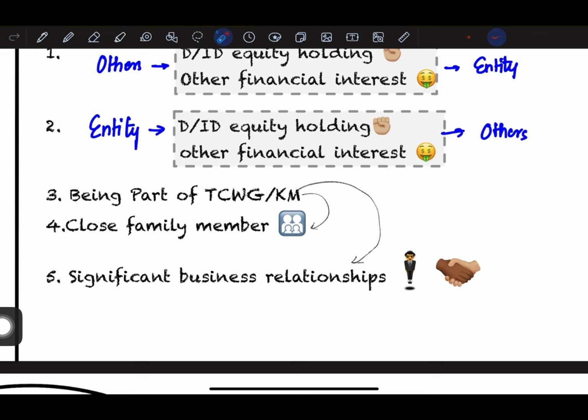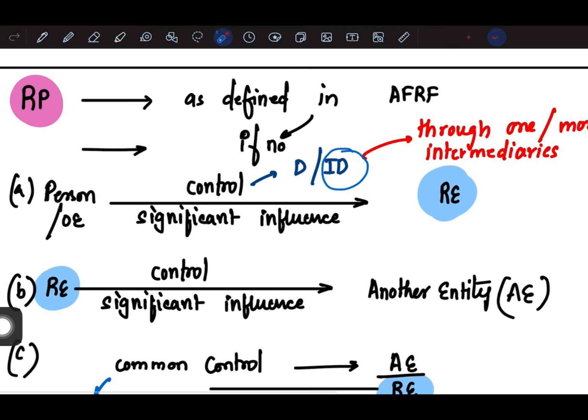Now, if they are the close family members of TCWG or key management, then also there is an indication of control or significant influence. If a party is in a significant business relationship with TCWG or key management, then in that case also there is an indication of control or significant influence. Now let us come to the definition of related party.